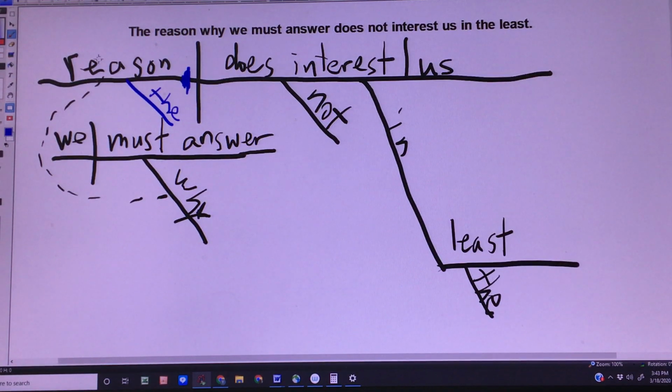And the only other noun phrase is right here, the least. And we have one prepositional phrase, namely in the least, functioning adverbially.